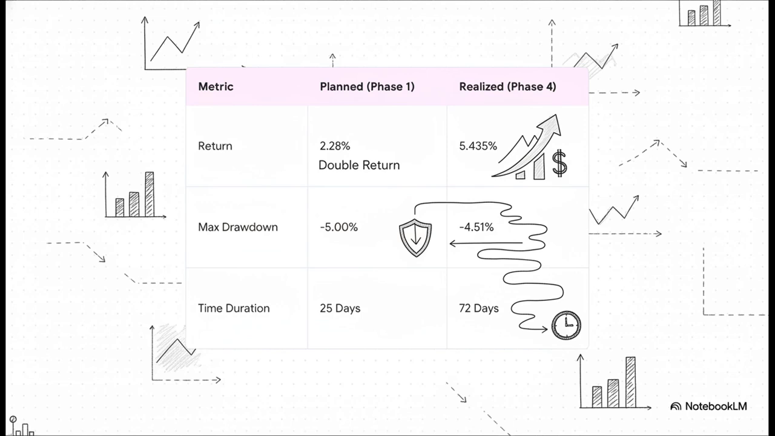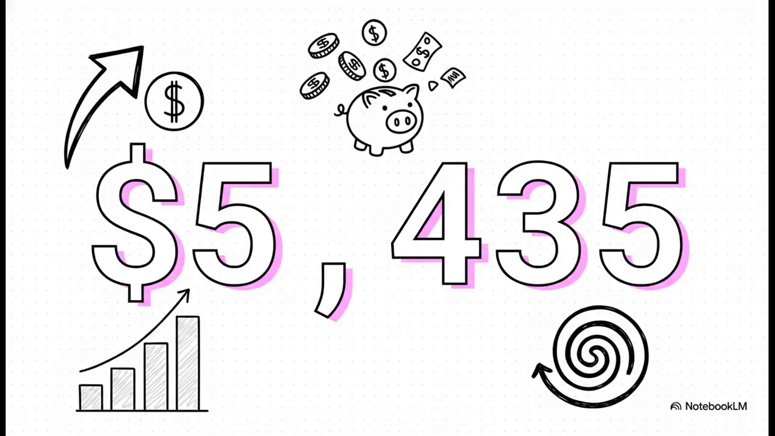This comparison is pretty revealing. The realized return was 5.435%, which is more than double the planned 2.28%, a really significant outperformance. Risk was managed well too, with the max drawdowns staying under that 5% limit. The biggest difference, though, was the time it took. The cycle ran for 72 days, nearly 3 times longer than the planned 25 days. So what does that look like in dollar terms? Well, that 5.435% return on the hypothetical $100,000 in capital translates to a total realized profit of $5,435 for this one cycle.